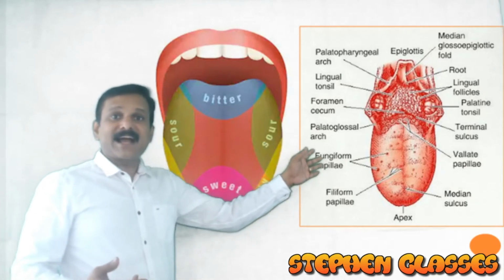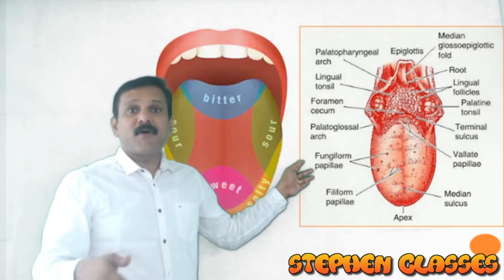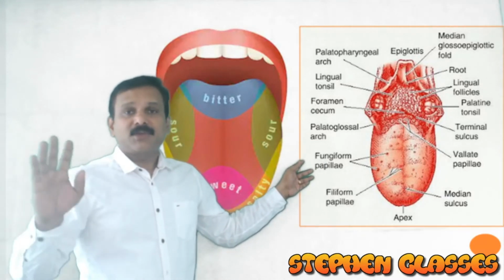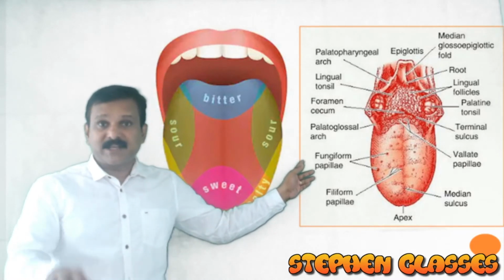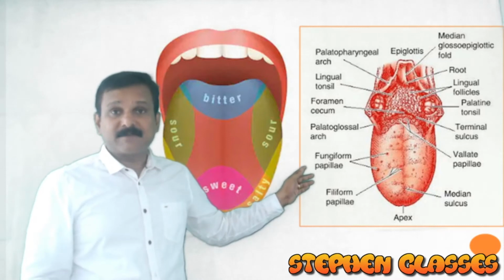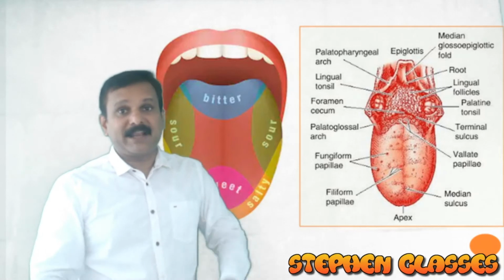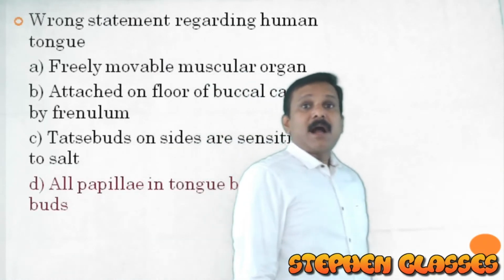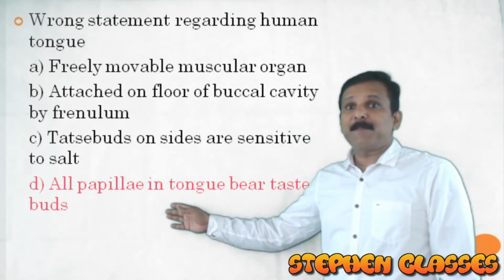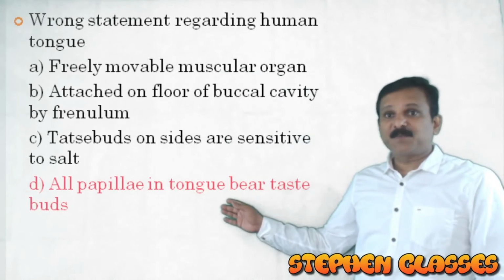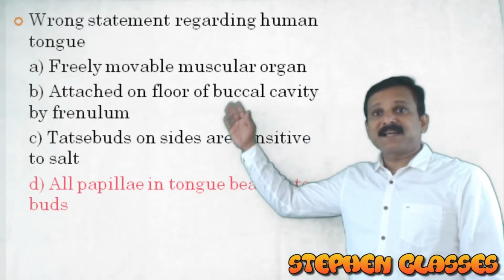So another point is regarding the papillae. On the tongue, you can see different types of papillae like filiform, foliate, fungiform, circumvallate and so on. But not all papillae have taste buds. In the NCERT book, it is clearly written that only some of these papillae bear taste buds, not all of them. Now coming back to our question, the wrong statement will be option D because all papillae in the tongue bearing taste buds is a wrong statement. You got it? All other statements are true.